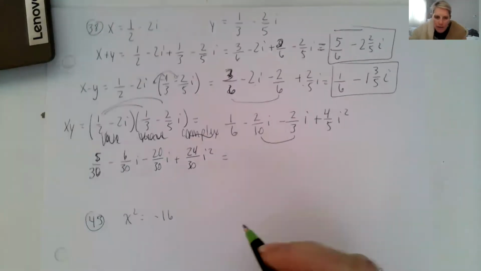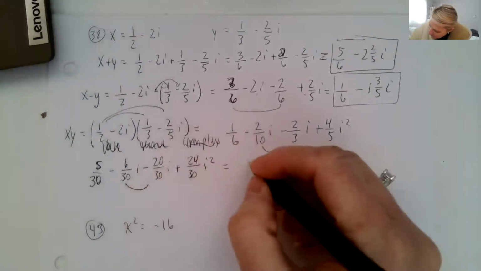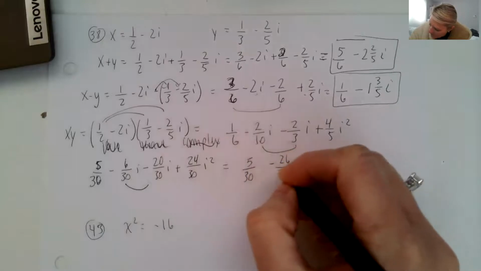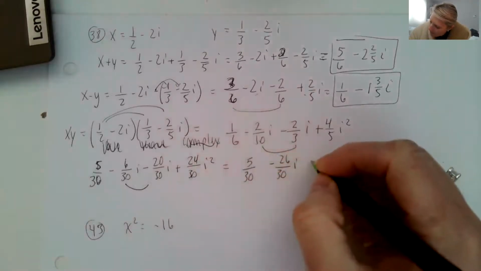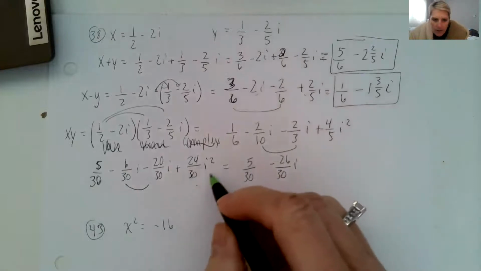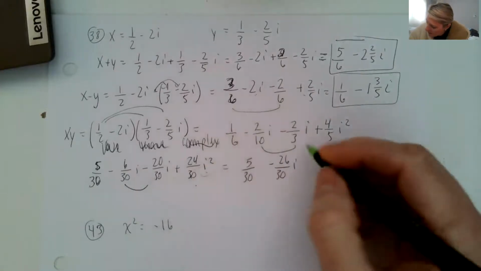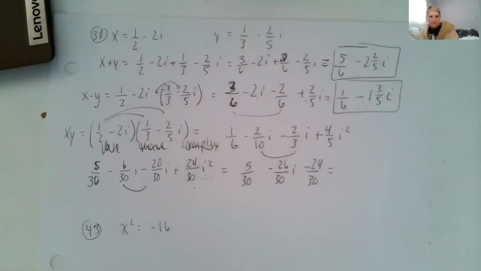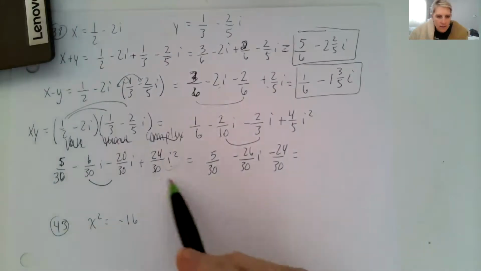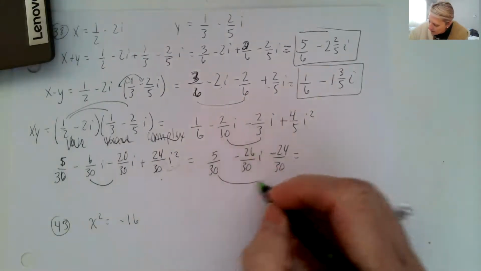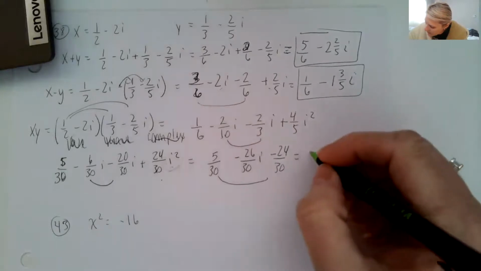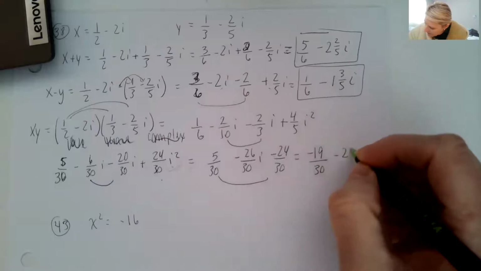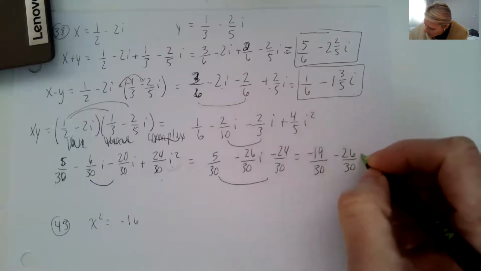So now we can combine our imaginary parts. So 5/30 and then minus 26/30 i. And then 24/30 i squared, the i squared turns into a negative, so it makes it negative 24/30. And since we made the i squared a negative, we can now have our real portions combined to make a negative 19/30 minus 26/30 i.